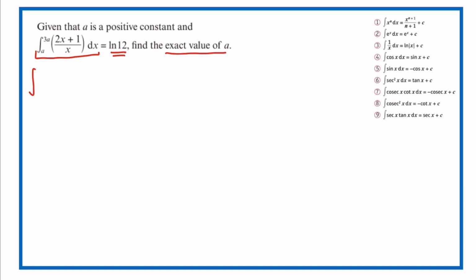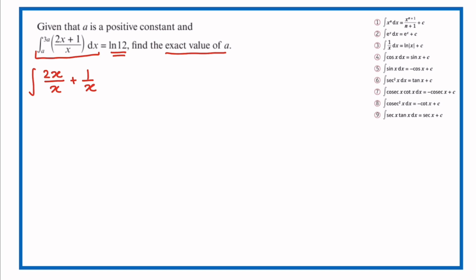2x plus 1 over x can be split down into two fractions as 2x over x plus 1 over x. The reason this can be done here is because in order to add two fractions, we must have the same denominator.